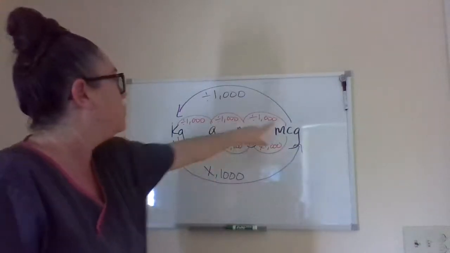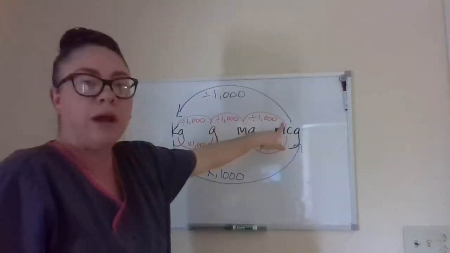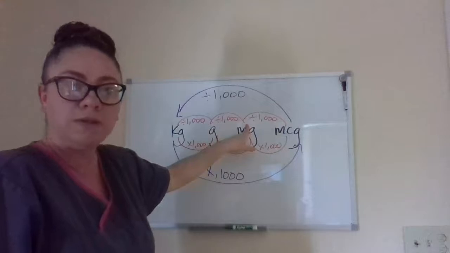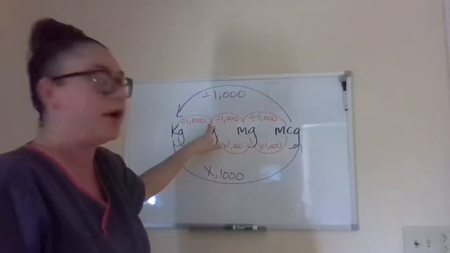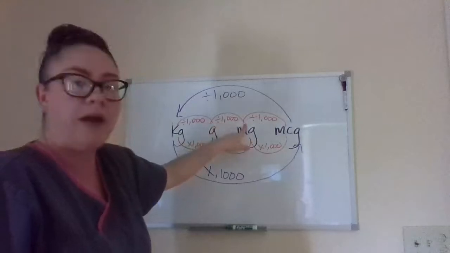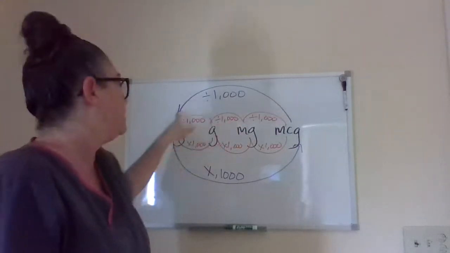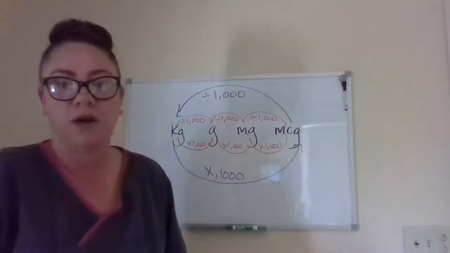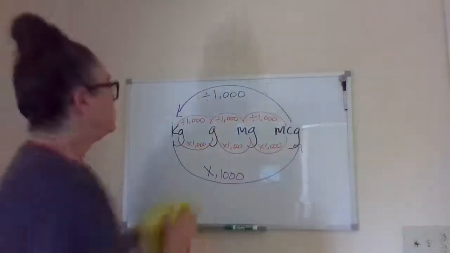If we're moving from micrograms to milligrams, we're going to take our microgram number, divide it by 1,000 once, and that is our answer. We stop at milligrams. If we were going to grams and on, we would take that number, divide it by 1,000, use that number, divide that by 1,000 again, and that would give us our answer in kilograms. So let's do a couple examples of those.